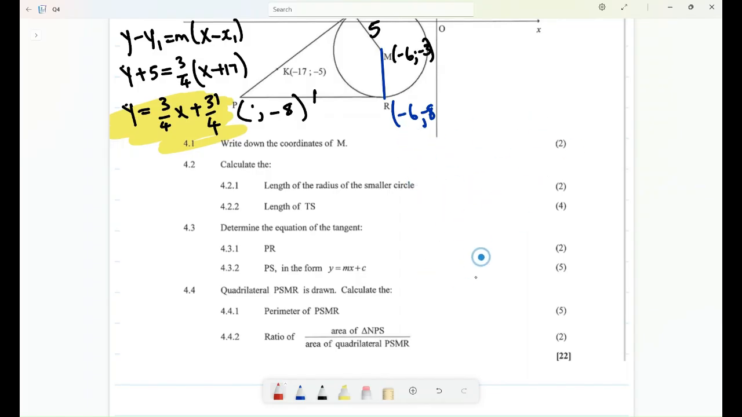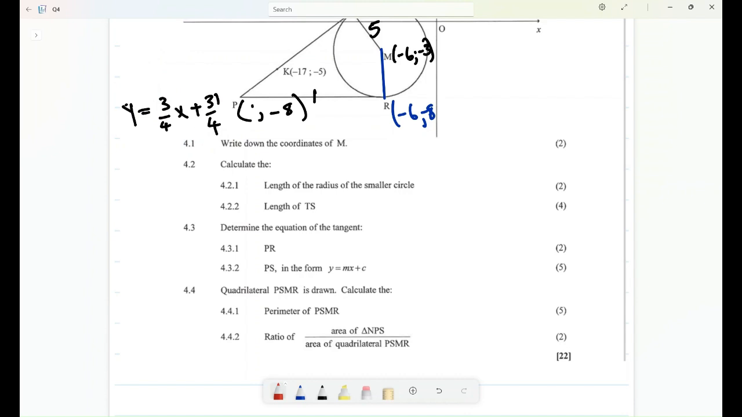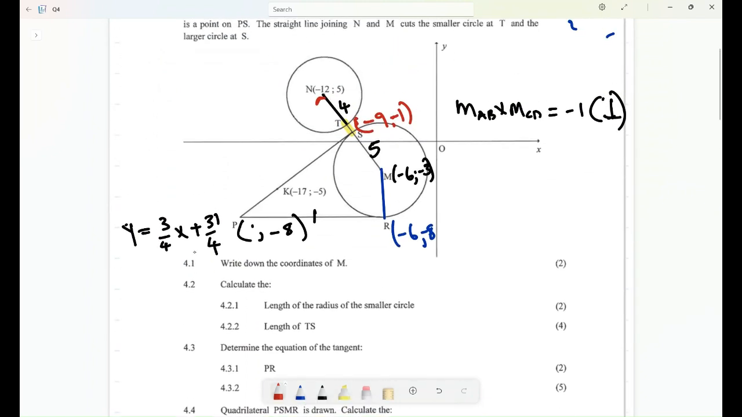Okay, now they say to us, quadrilateral PS. Let me just remove this. I might need this maybe for later, I don't know.